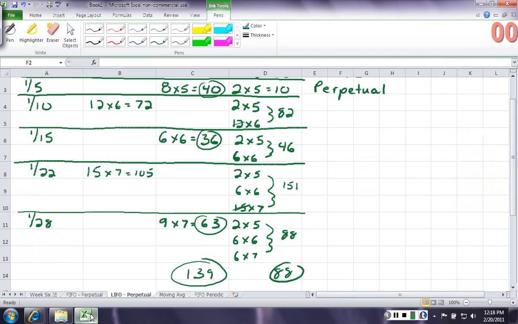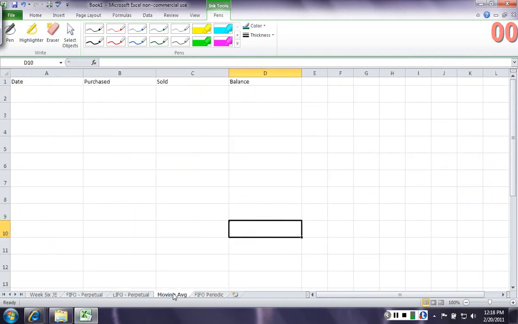Okay, so here's the funnest one. Now we get to do the average one for Perpetual. So remember, we are going to do average, Perpetual. Now, Perpetual inventory, we have to keep track every single step of the way. So that means we're going to have to recalculate our average.